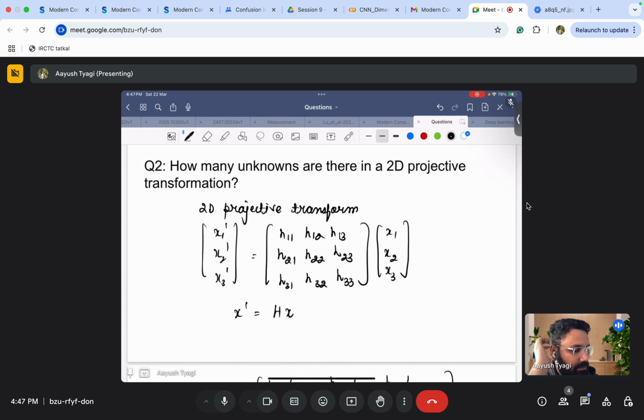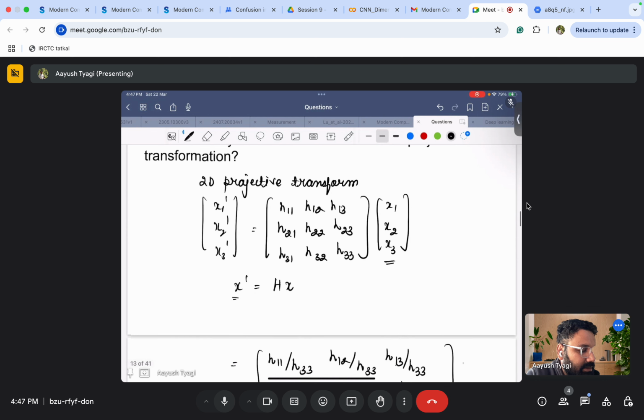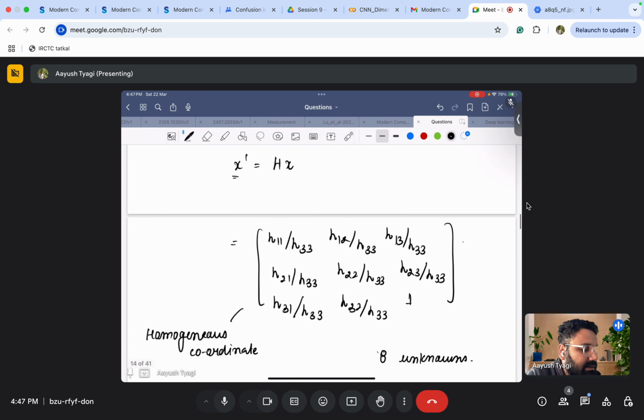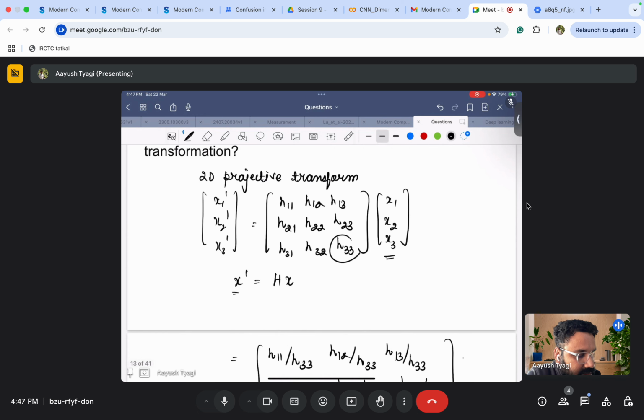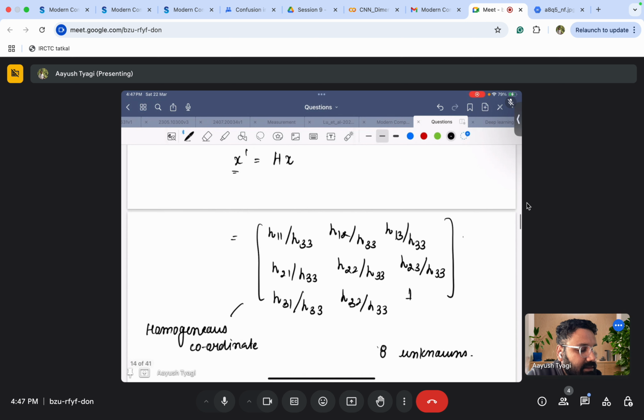Next: how many unknowns are there in the 2D projective transform? If you remember, the 2D projective transform is where you multiply x with H and you get x dash. What happens here is that you scale everything by the last coordinate, so you are converting everything into the homogeneous coordinate space. Now this becomes one, and apart from that you have eight unknowns.